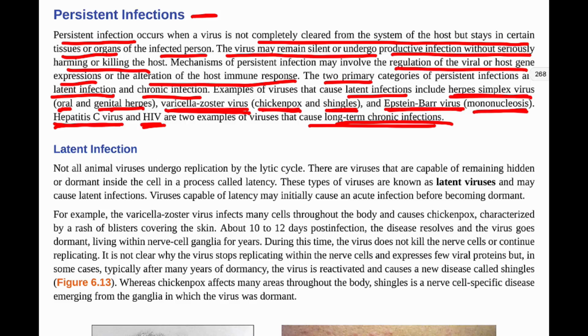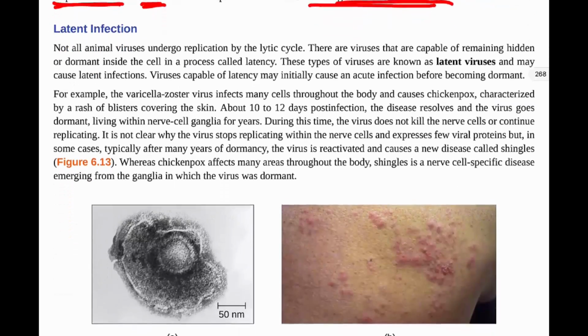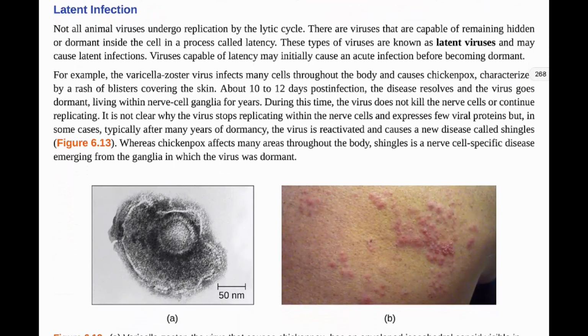So let's take a look at the latent infection first. So again, not all of these animal viruses are going to go through this process of the lytic cycle. There are viruses that can remain hidden or dormant inside the cell, and that's what is called latency. So when it goes dormant, it's not causing a serious infection anymore. It's just kind of hanging out in the body. That's latency. So these types of viruses are known as latent viruses, and then may cause latent infections.